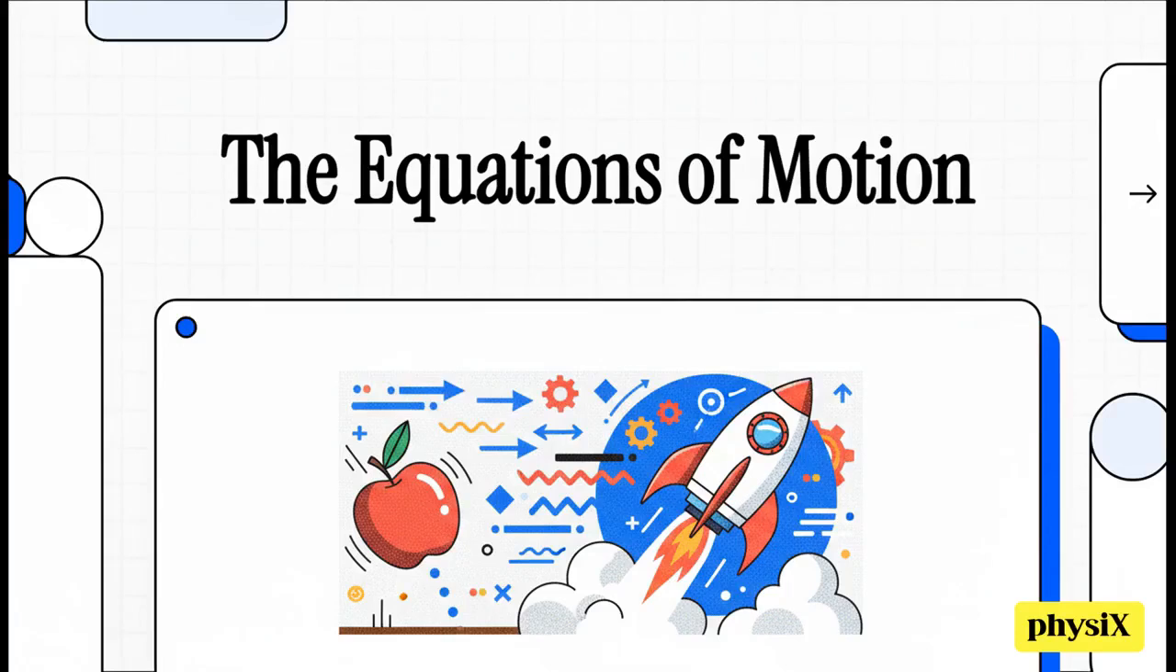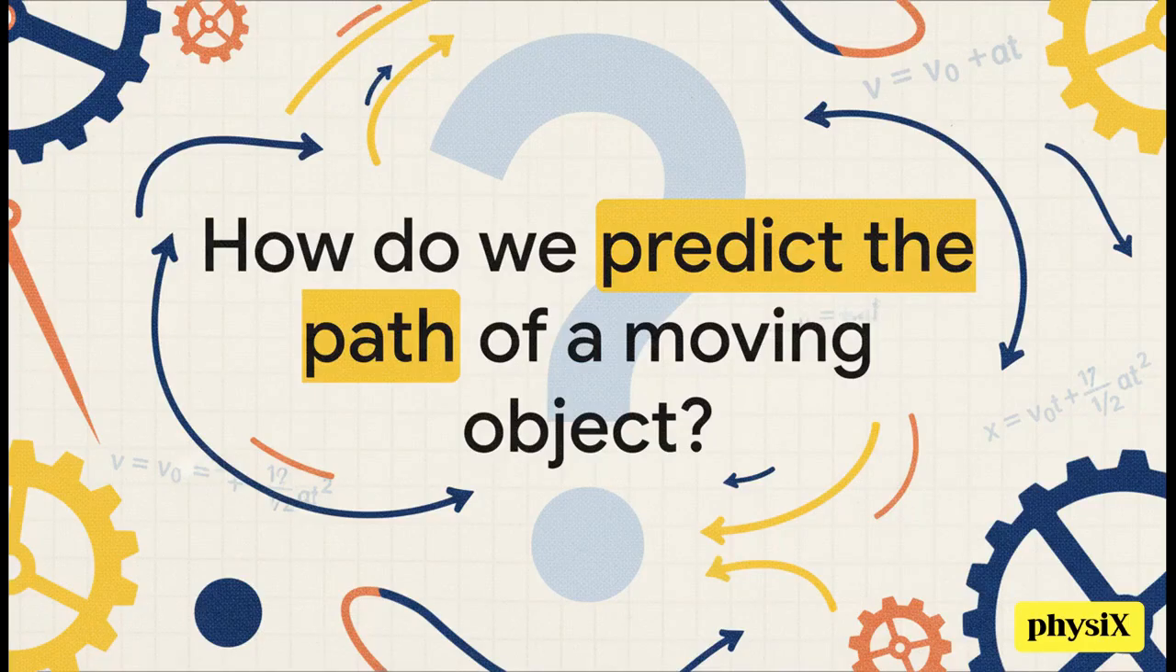From a simple falling apple to a rocket blasting into space, the exact same rules are calling the shots. Today, we're cracking open the physics toolkit that lets us predict the future of pretty much anything that's speeding up or slowing down. We're talking about the equations of motion. So really, it all boils down to this one question.